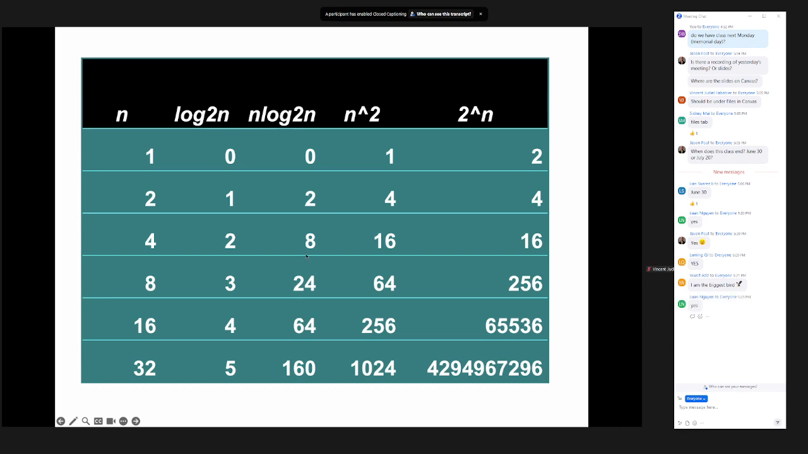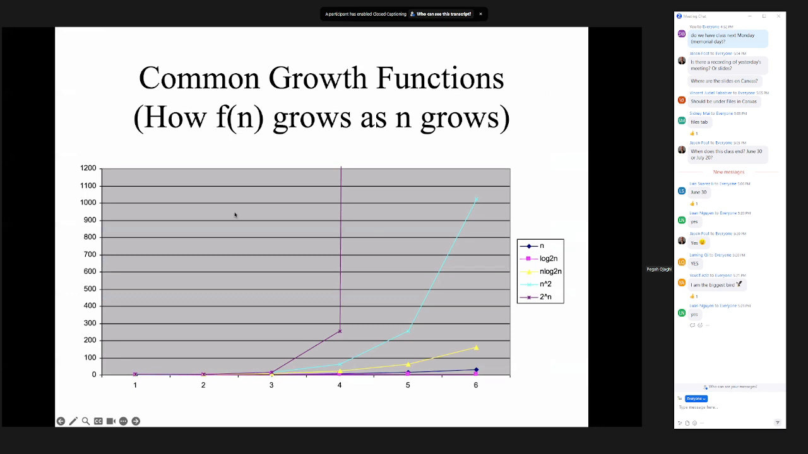Okay, so let's go and see here. This is really important. This graph shows you how important it is. These are the common functions and how they grow as n grows. Look at these plots. This is n, the black one. You don't see it here, but you can see this one.